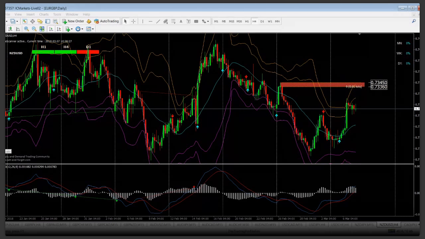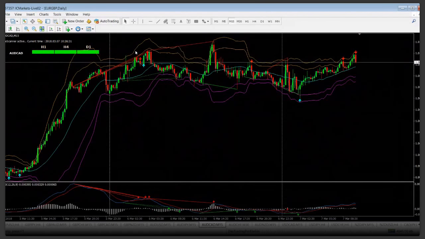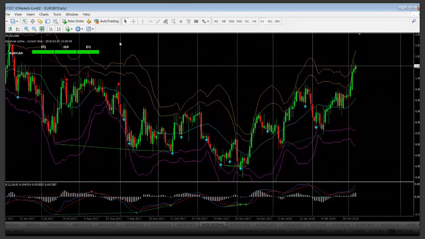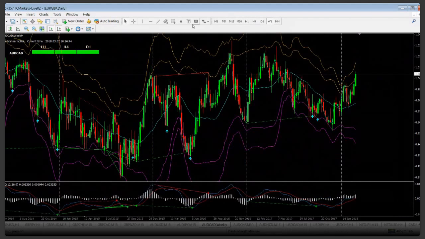Sell trade, Aussie CAD. Let's see what's happening here in the Aussie CAD. Okay, so we've got a huge sideways movement here in the 15-minute chart. So I just want to zoom out to the higher time frames and actually see what's going on in the bigger picture on this. So we're high into a weekly area, which is here.